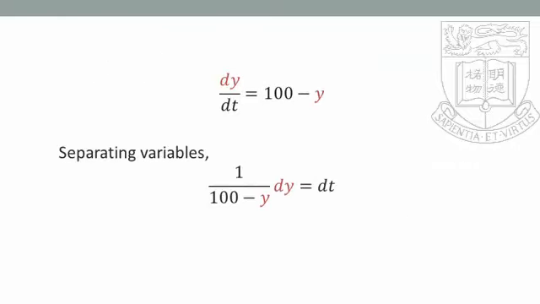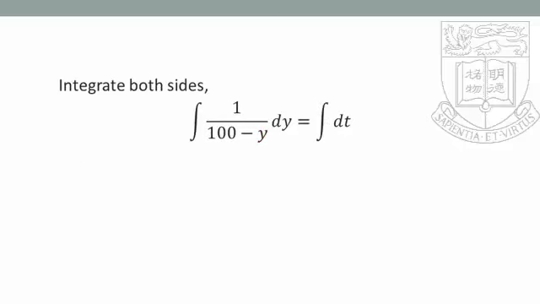Unlike the previous examples that we have seen, the right-hand side of this equation is expressed in terms of y rather than t. However, we can still evaluate the equation by separating variables. This means that we move all the terms containing y to one side of the equation and all the terms containing t to the other side. This gives us 1 over 100 minus y dy equals dt. Next, we integrate both sides.